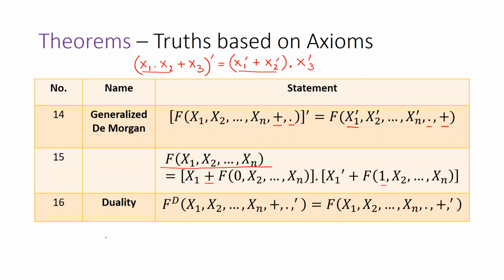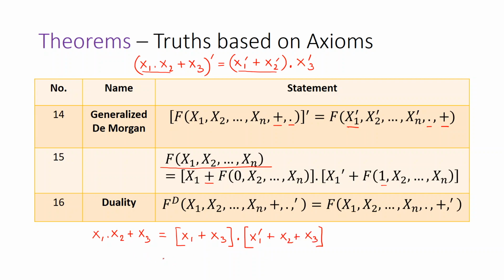So let us try to give an example: x1 x2 plus x3, this is a function. This would be same as x1, or you have to write down the function again, replacing x1 with 0. So you have only x3. Then you have to AND with x1 dashed, and then you have to write down the function again, and you have to replace x1 with 1. So you would get x2 plus x3.